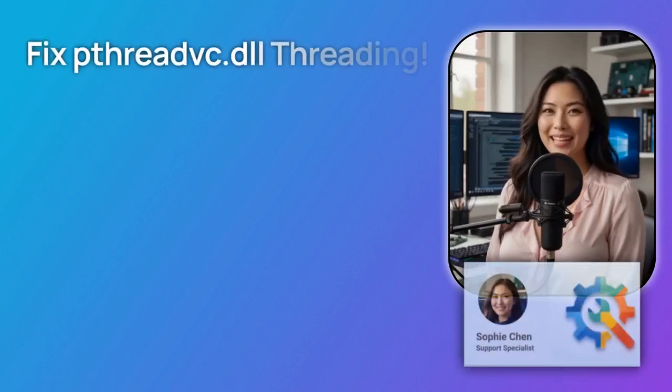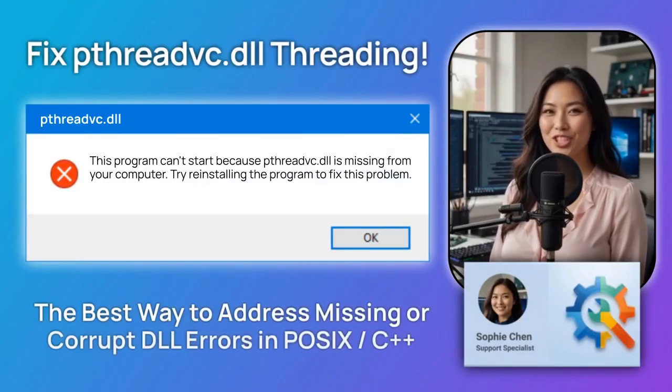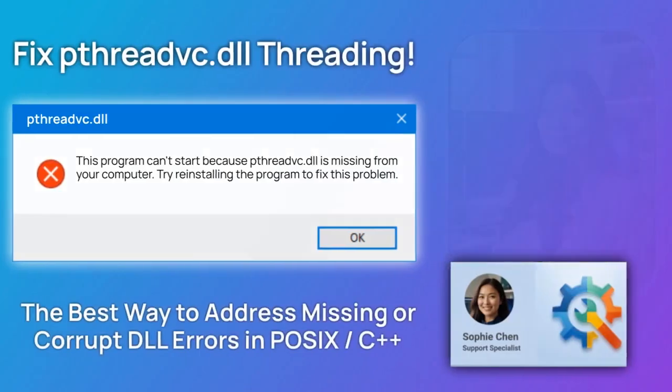Is your PC complaining that the Pthreadvc Library DLL is missing from your system? I'm Sophie Chen, a Windows Systems Specialist. Let's fix that library mismatch today.